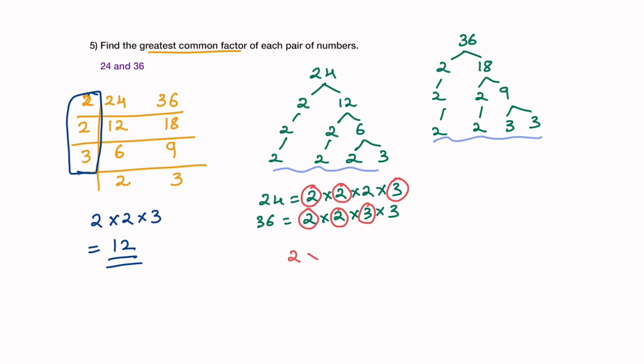So we say 2 times 2 times 3, right? We just multiply the common ones. So 2 times 2 is 4, 4 times 3 is 12. So that's the answer, the same answer, okay? So these are the 2 methods that I have used here.